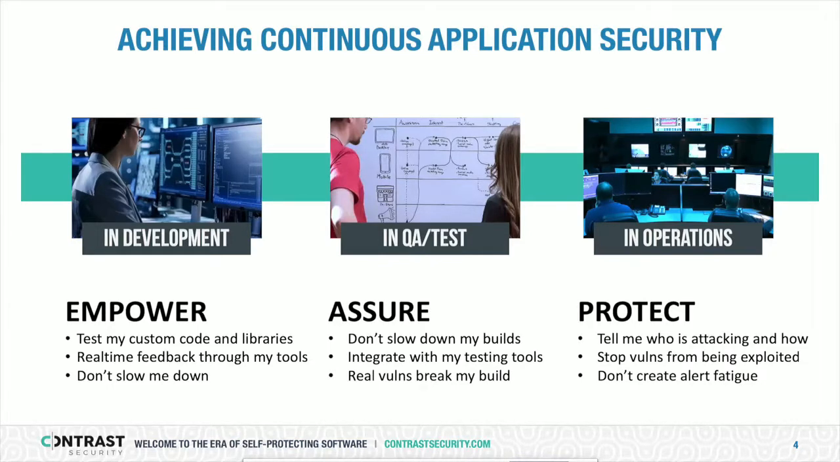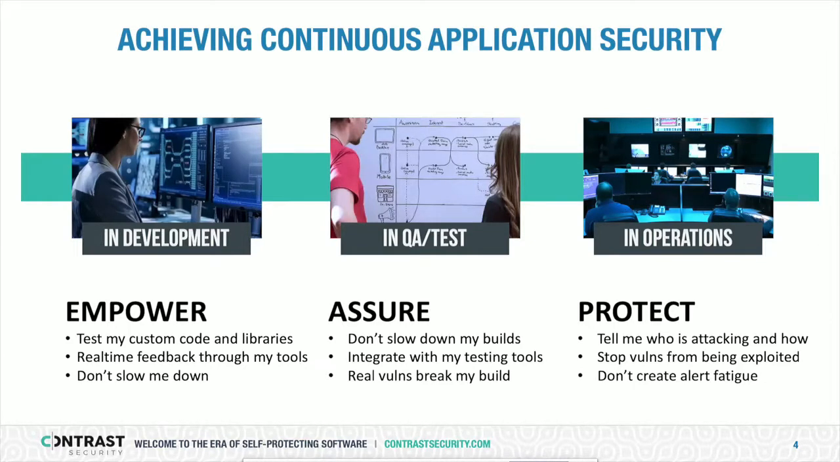Now, that doesn't mean we should give up on doing security later in the process too. We want to be sure that the things that we put into production have been checked for security. So we need to do something in our QA and test environment. Here, we don't want to slow down builds. We want accurate feedback, and we want to potentially break the build. If a vulnerability has snuck through out of development and made it into QA test region, then we might want to break the build in order to make sure it gets fixed before it goes into production.